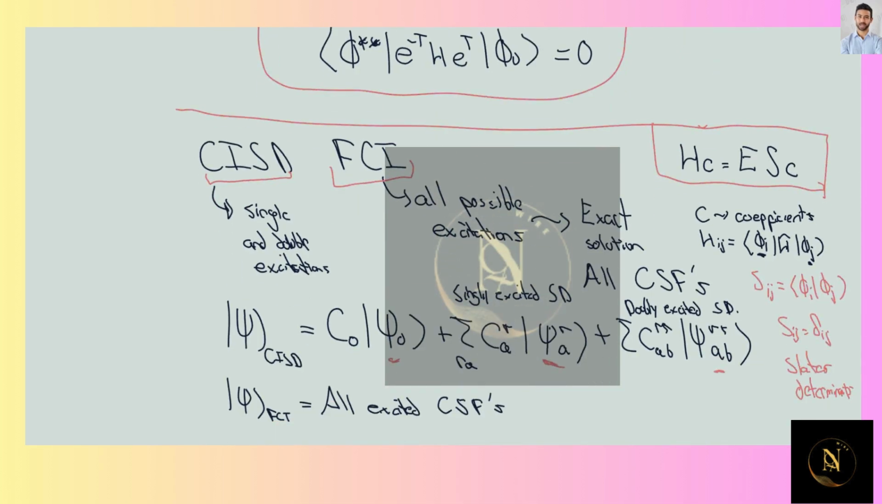And finally, for CI singles and doubles and full CI, what we're going to do is solve a general eigenvalue equation, the one over here on the right, based on the ansatz of the wave function. So for CI singles and doubles, we're going to include the reference Hartree-Fock Slater determinant and singly excited and doubly excited Slater determinants. And in the case of full CI, what we're going to do is include all of the possible excited configuration state functions, meaning all excited Slater determinants for that number of electrons.